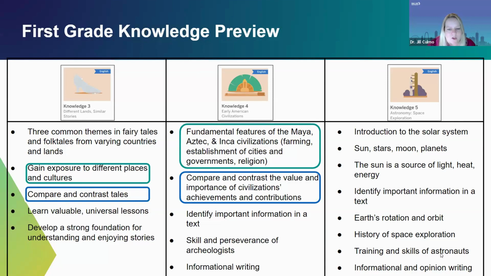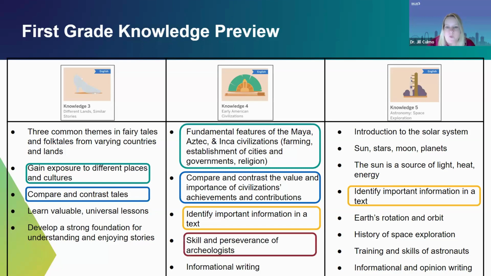Next, in Unit 4, students will work on identifying important information in a text, as well as in Unit 5. They will also identify important information in a text. In both Units 4 and 5, they will be learning about different careers related to that domain. In Knowledge 4, that is archaeologists, and then in Knowledge 5, they're looking at astronauts. And again, in Knowledge 4 and 5, the students will be completing informational writing.